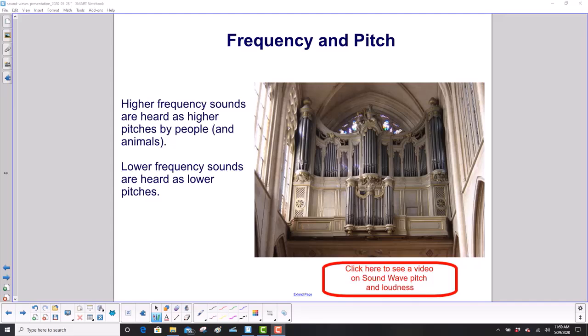Higher frequency sounds are heard as higher pitches by people and animals, right? Dog whistles are a very high-pitched sound that humans can't hear. Lower frequency sounds are heard as lower pitches. And there's a relationship between intensity and frequency and how you hear sounds. And click on this video for more information.